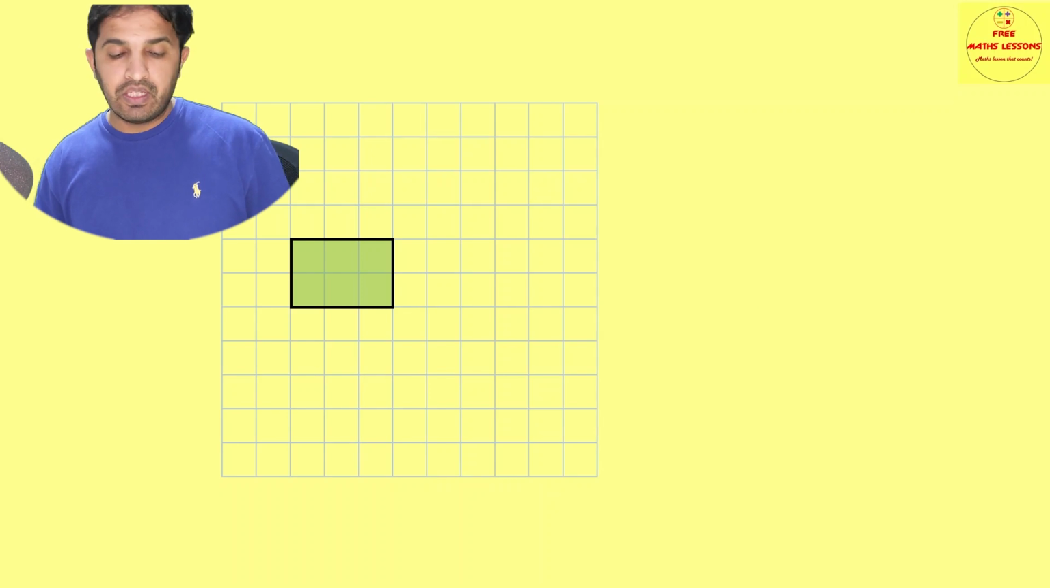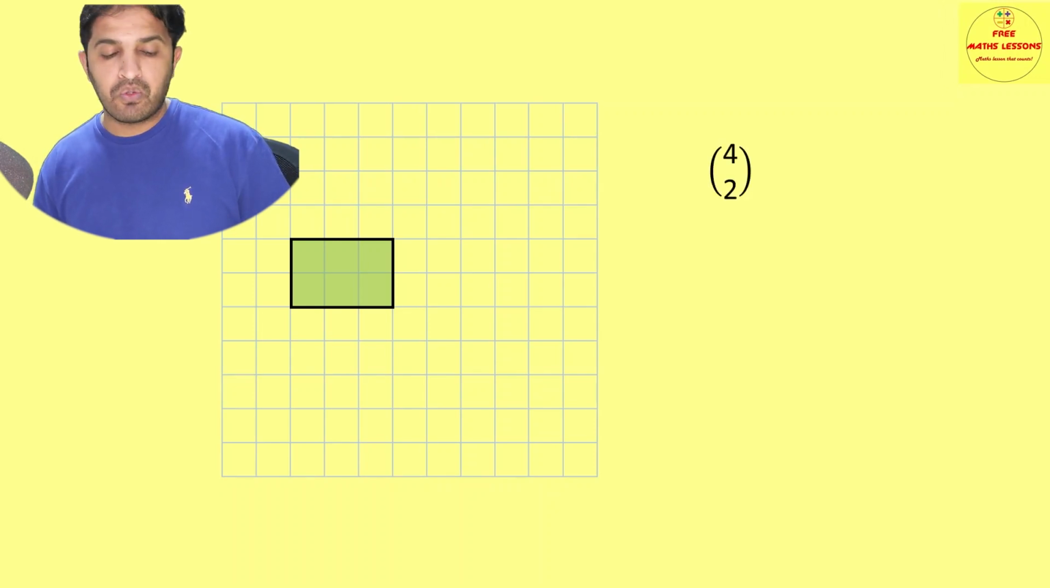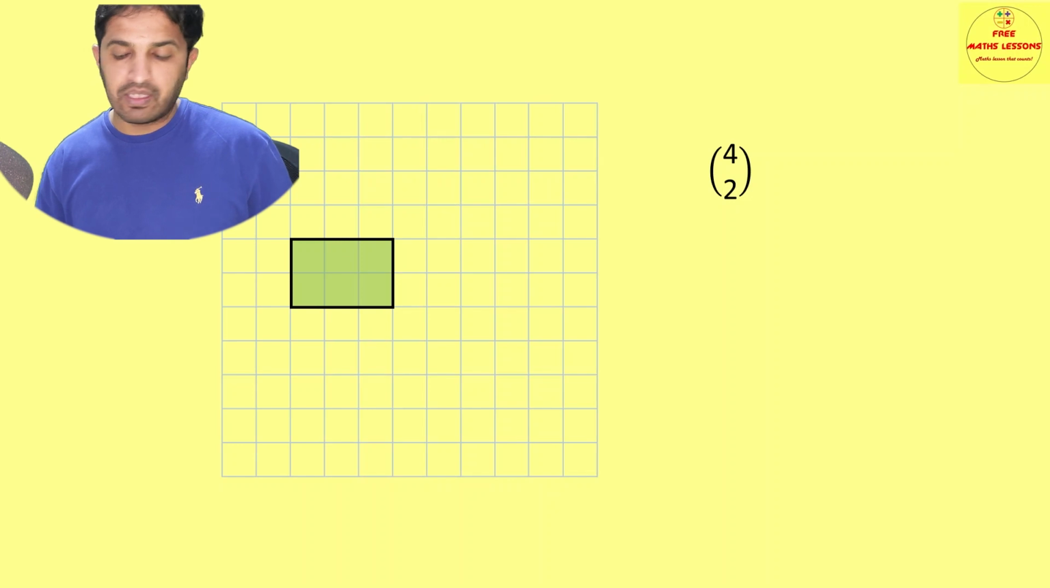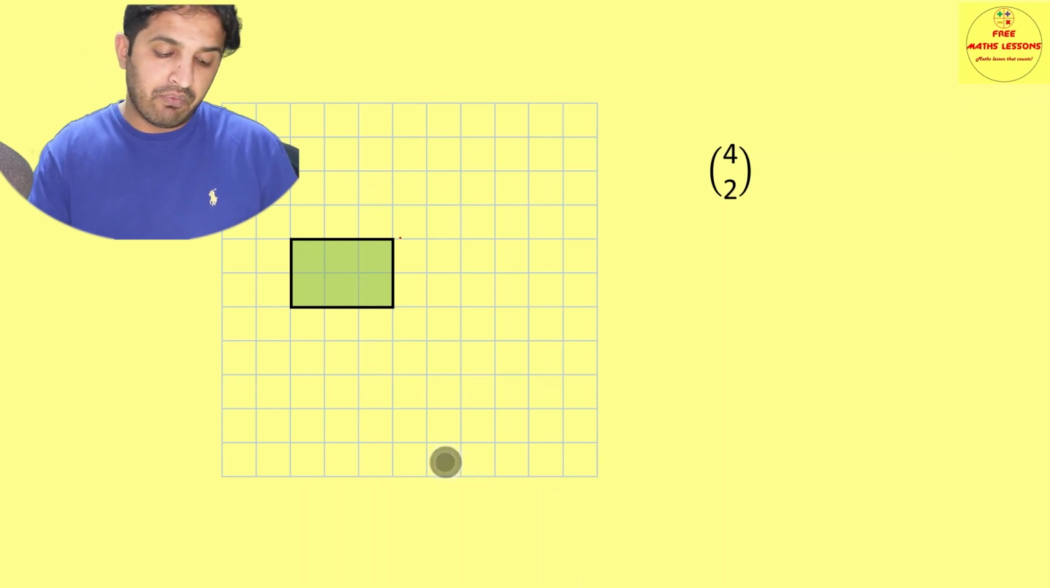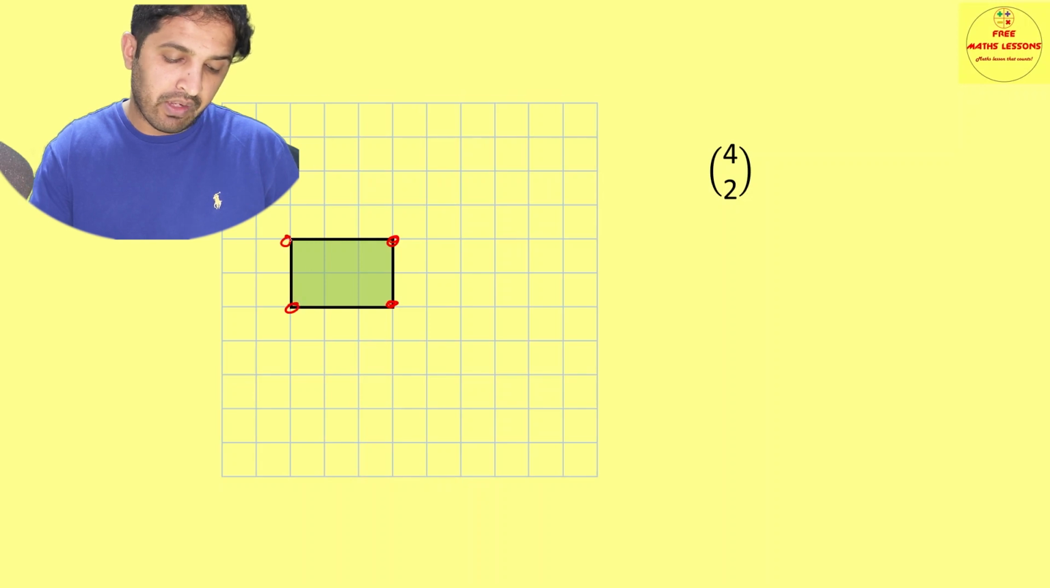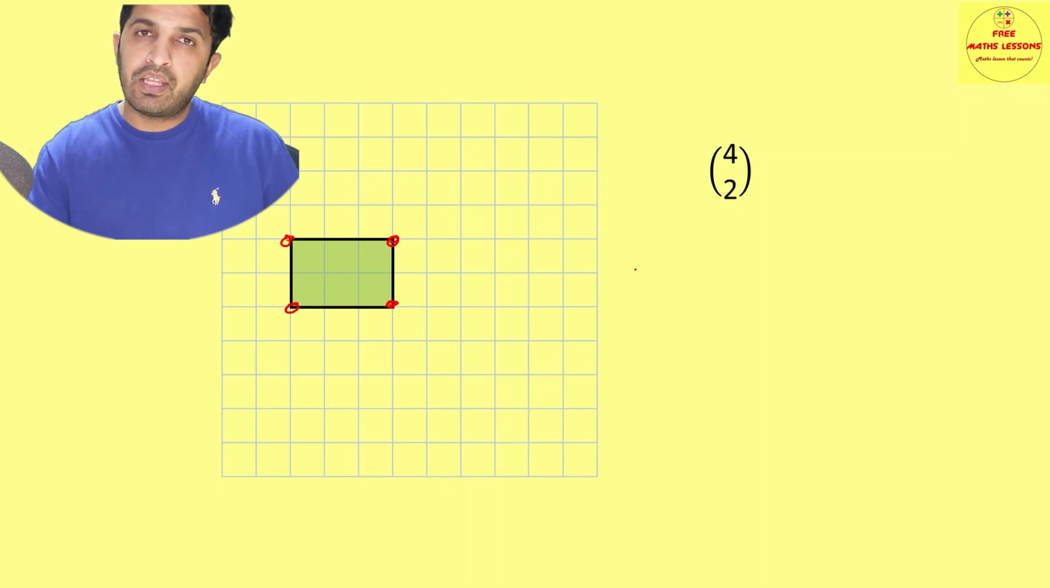Right, so when you're translating, this is a question we've been given. Translate this shape by vector 4, 2. So what happens to the rectangle here? We're going to move every single point, every single coordinate of that rectangle, 4 in the x direction and 2 in the y direction.